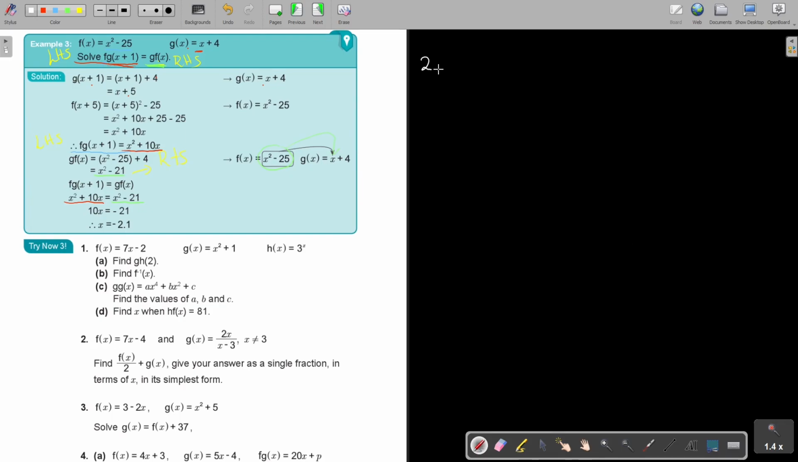Okay, so if I start with number 2, I'm going to say f(x). So start with my function again. Now I like to work in colors here. So I'm going to say f(x) equals 7x minus 4, and I'm going to have g(x) equals 2x over x minus 3.